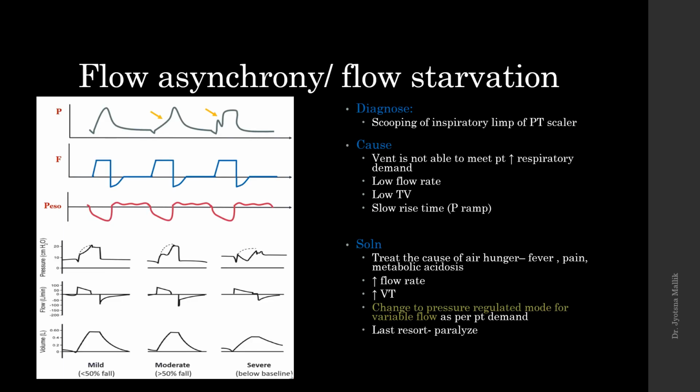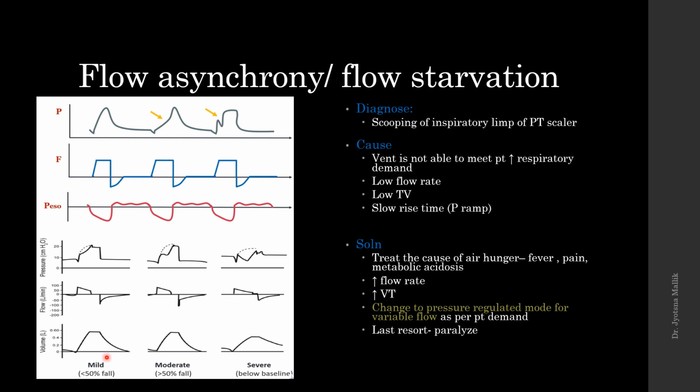Flow asynchrony. What is flow asynchrony? Or flow starvation. What happens in flow asynchrony? When the patient's flow demand is not met by the ventilator, then flow dysynchrony occurs. How does it look on the ventilator? On the ventilator, flow asynchrony will look like this. This is a pressure time scalar. There will be an inspiratory limb. There will be a scooping, according to the level of flow starvation.